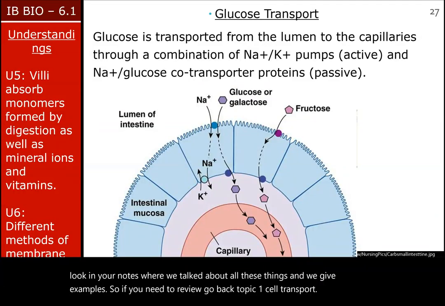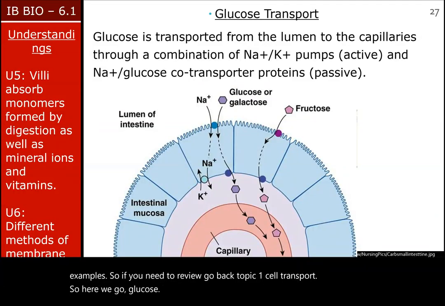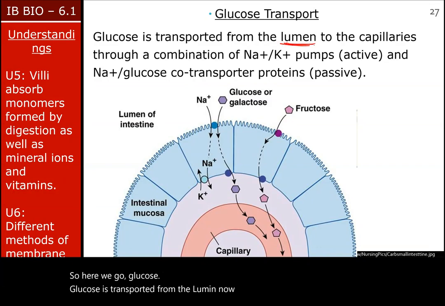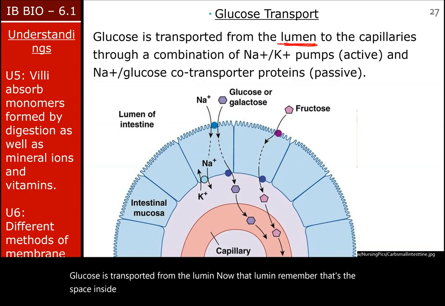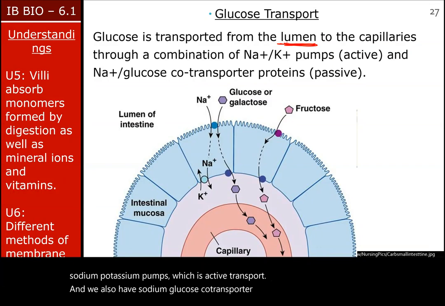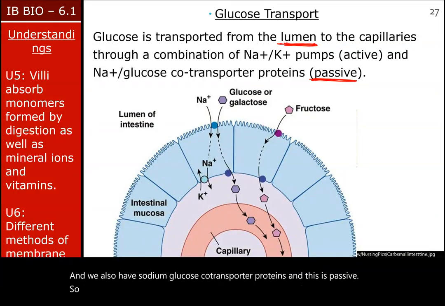So here we go. Glucose. Glucose is transported from the lumen. Now that lumen, remember, that's the space inside the intestines, to the capillaries through a combination of sodium-potassium pumps, which is active transport. And we also have sodium-glucose co-transporter proteins, and this is passive. So two methods of cell transport there.